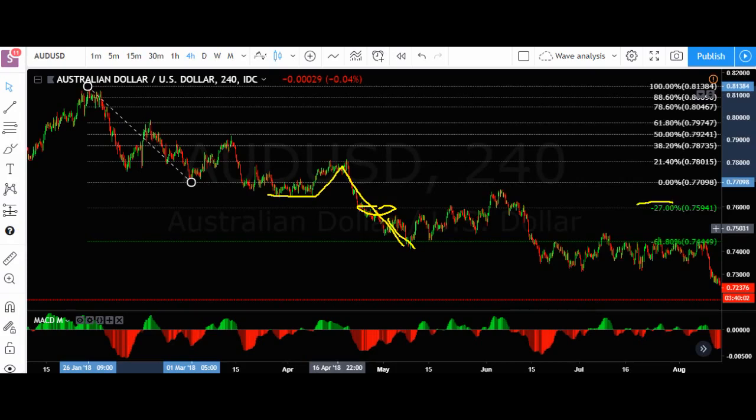So what you can basically do is, you don't always have to set your targets to the 27% extension. What you can do is you can see how aggressive this goes, and if you see it goes past the 27% extension, you can move your stop loss to there and try to trade it to your 61% extension target.